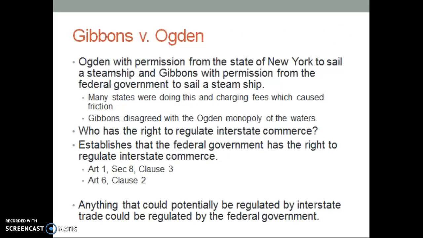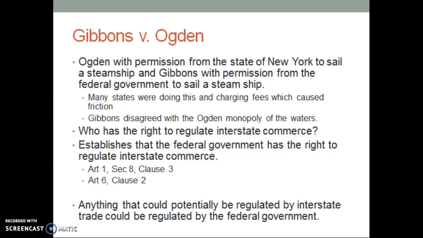Furthermore, we have Gibbons versus Ogden, and this is another one that has a tendency to show up on the AP test, so make sure that you're aware of it. I'm going to give you a little bit more background information here. Ogden has permission to sail a steamship. His permission came from the state of New York. Gibbons also has permission to sail a steamship, and his permission comes from the federal government.